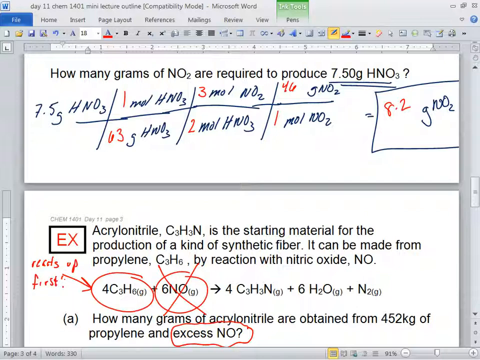So we don't worry about it. So you just disregard it. For now or forever? Forever. Forever? Okay. Yep. Because you have excess. So start with that 452 kilograms of propylene. That's where you got to start.